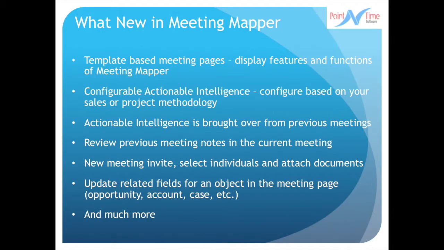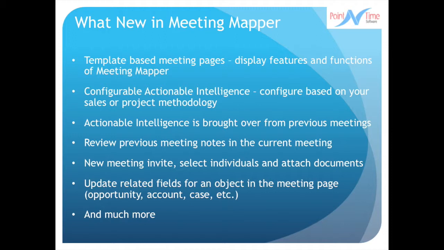We have template-based meeting pages that display features and functions of Meeting Mapper based on the template. And a template, as you know, can be based on a stage of an opportunity, or on an object. For example, an account can be different than an opportunity or a case. Or you could use a deployment method like crawl, walk, run, so the sales teams are not getting overloaded with things to do in Meeting Mapper, and you add features as the deployment and the adoption takes off and accelerates.